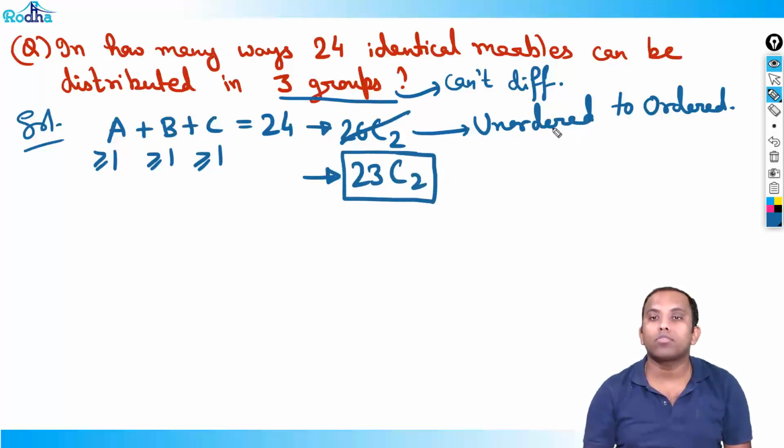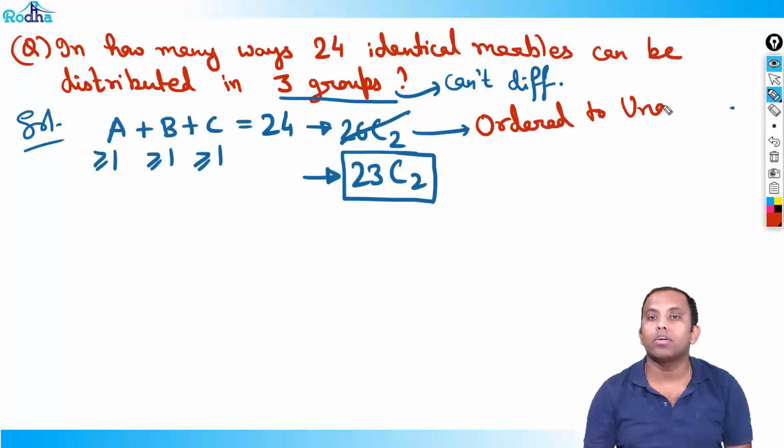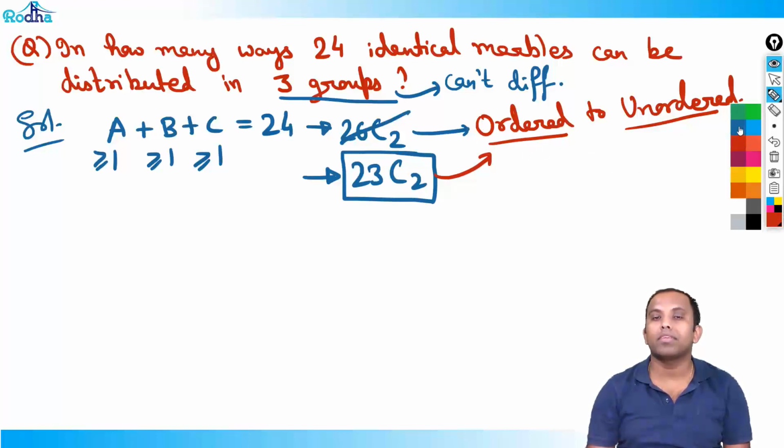Now you have to find again, sorry, I've written it differently here. Again, you have to find ordered to unordered. In the flow I've written it wrongly, so to find: ordered to unordered. So this 23C2 is what? 23C2 is ordered. To convert to unordered, again same thing.